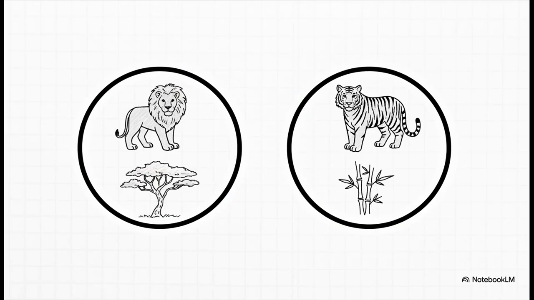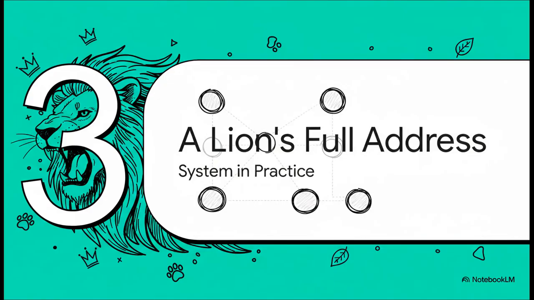And here we are at the very bottom of the funnel, species. This is the most basic and specific level of all. This is what truly makes one organism different from another. A lion is a lion. A tiger is a tiger. They're unique. Okay, so now that we know all 7 levels, let's put it all together and see how it works in the real world.